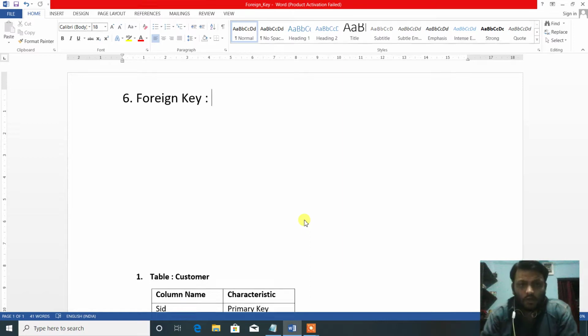Students, now we learn about the foreign key. So, what is the purpose of foreign key and how is it useful for DBMS? Now, the foreign key is basically also called the referential integrity constraint.